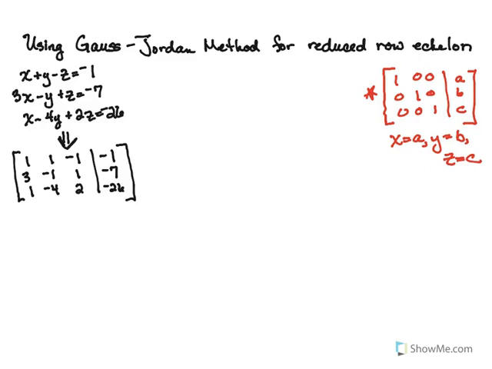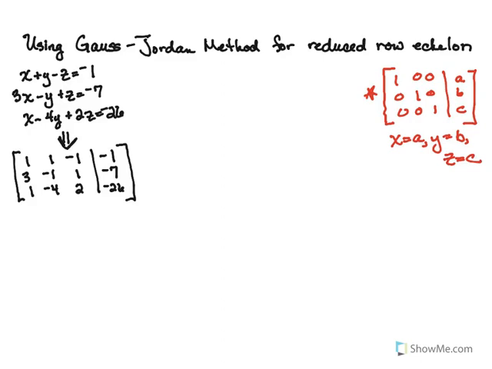Now note, if it ends up that when I'm doing a reduced row echelon I don't end up with my diagonal of 1s, that would be a situation where there's either no solution or an infinite number of solutions. So I would treat that a little bit differently if that diagonal of 1s doesn't come up.